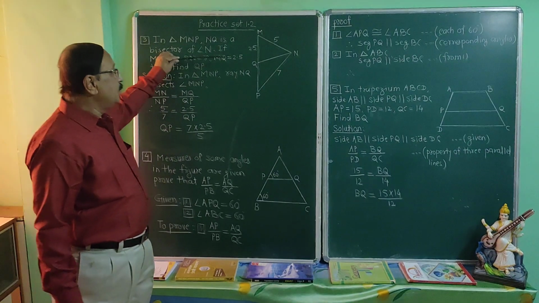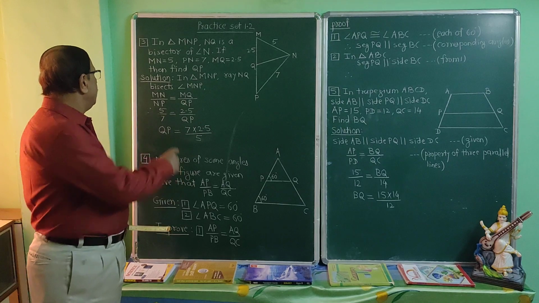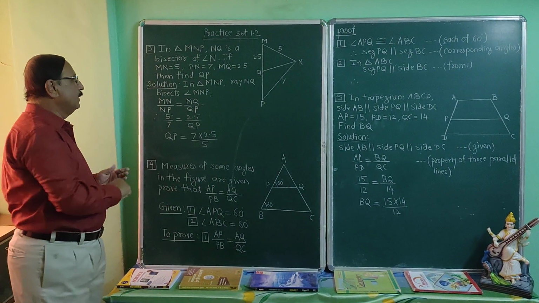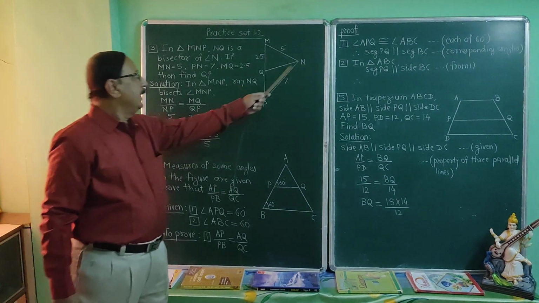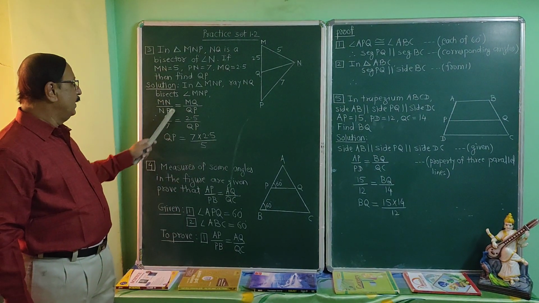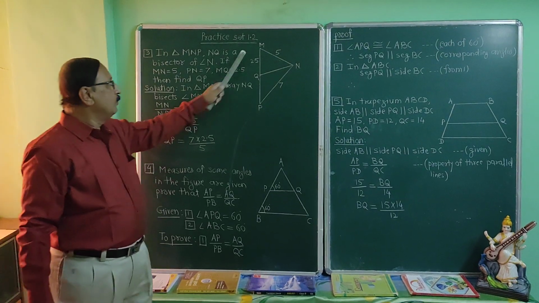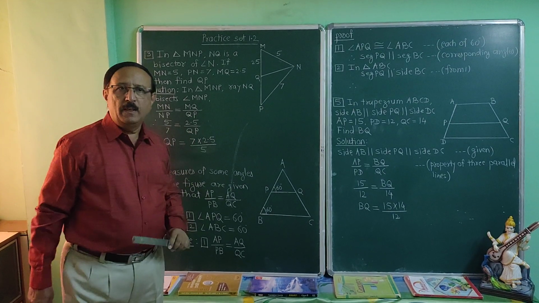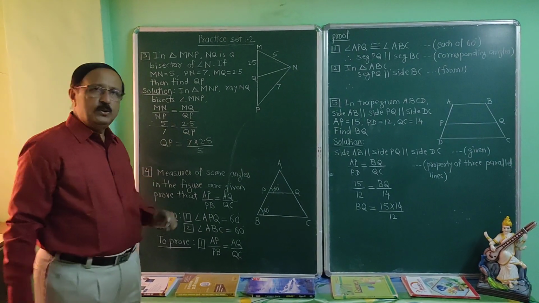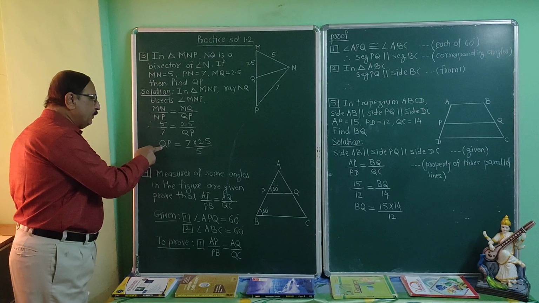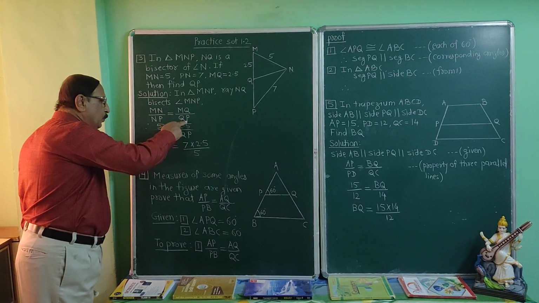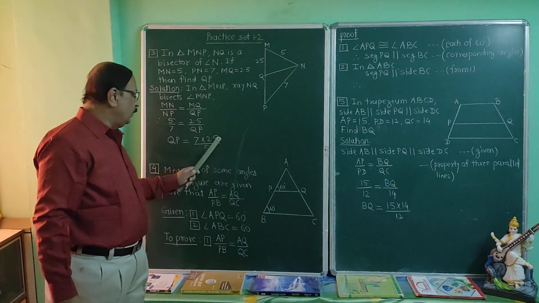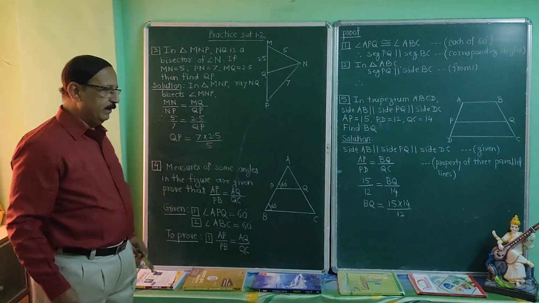Then substitute the values. MN is equal to 5, NP is equal to 7, MQ is 2.5 and QP, we are going to find out the length QP. Therefore, QP is equal to 7 into 2.5 divided by 5.